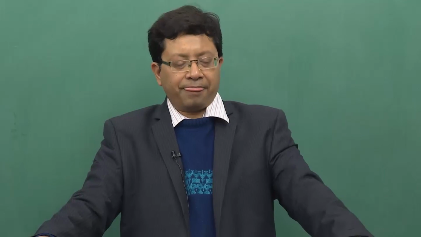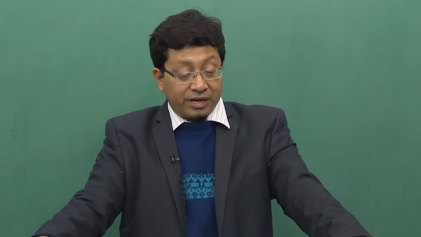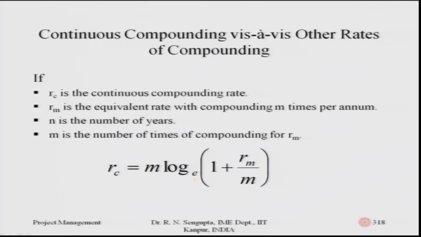So, in this formula, if you read the fourth bullet point, m means the number of times the compounding is happening for RM, and RM is the equivalent rate with compounding m number of times per annum.